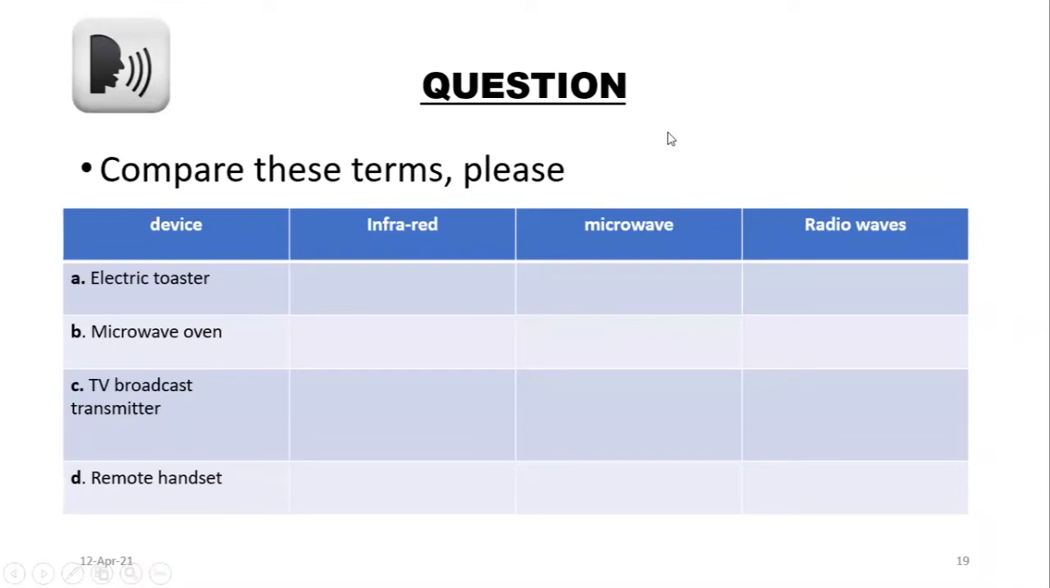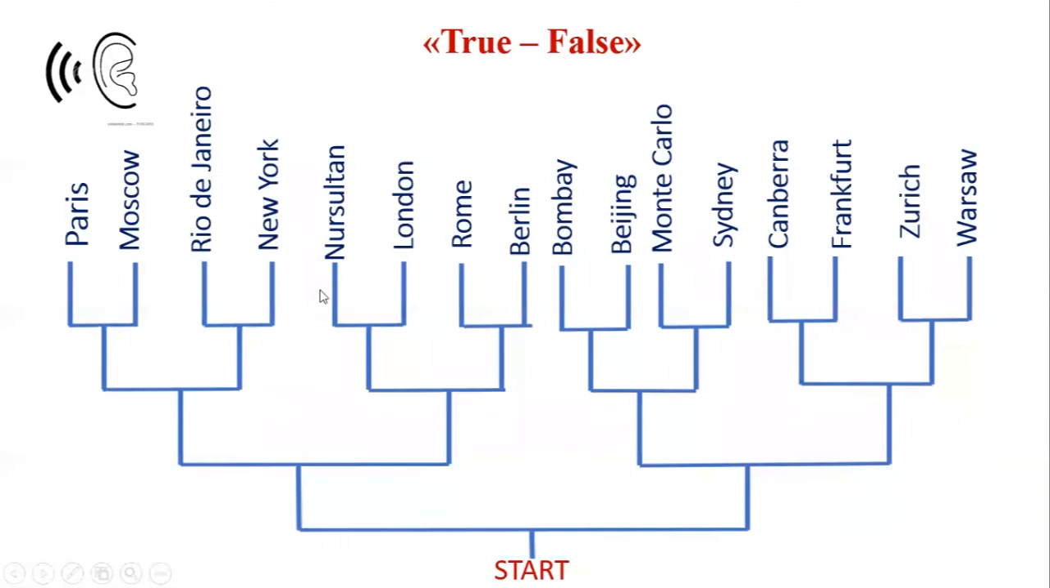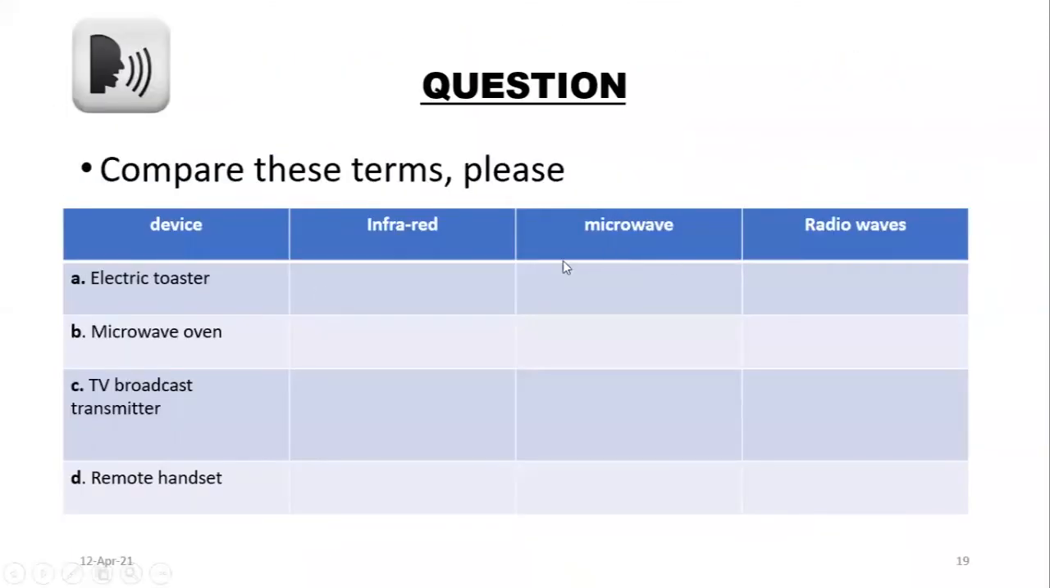Next. These are tasks. Compare these terms, please. Electric toaster. I think it's a microwave. Microwave. Yes, microwave. Good. Next. Microwave oven. Microwave. Good. Yes. TV broadcast transmitter. I think it is radio waves. Radio. Yes. Good. Radio waves. Remote handset. It is radio waves.